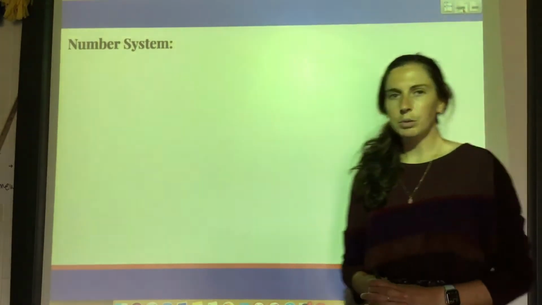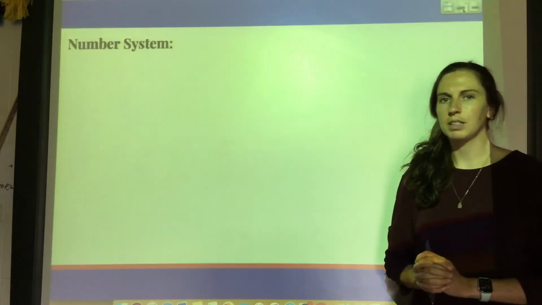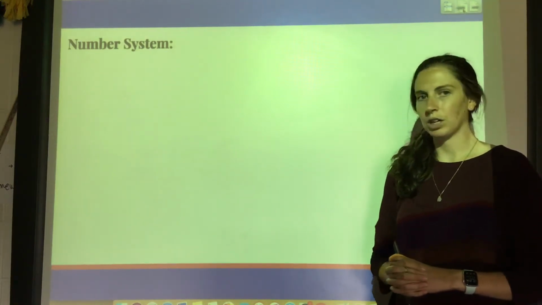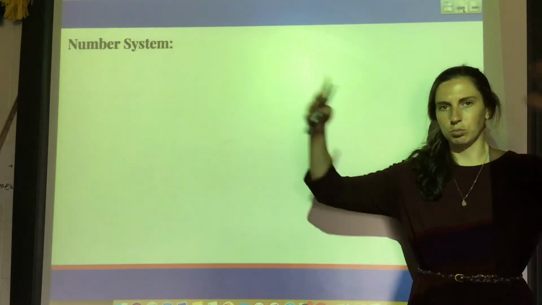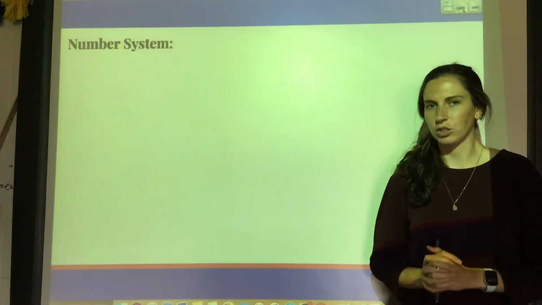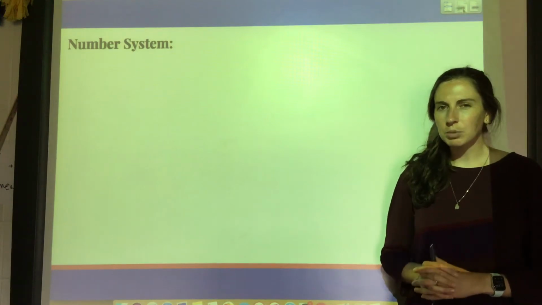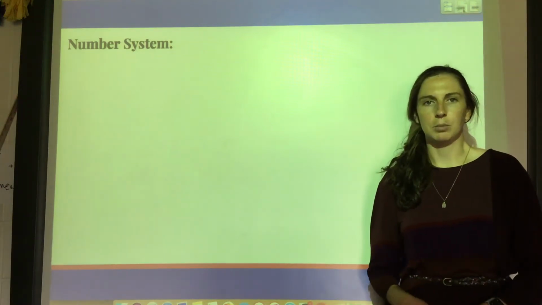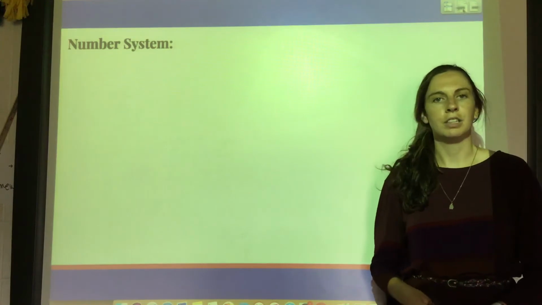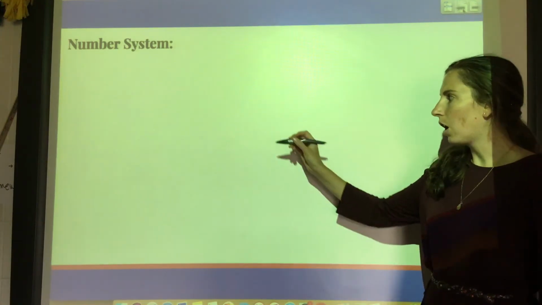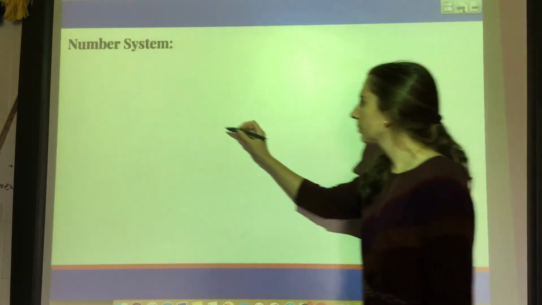All right, so I thought that we would review the number system. This is something you may have seen before, but I thought we would just bring it all together while we're talking about rational and irrational numbers. So, the number system, numbers that you probably learned as a kid, numbers like 1, 2, 3, 4, 5, 100, those are all what we call whole numbers.